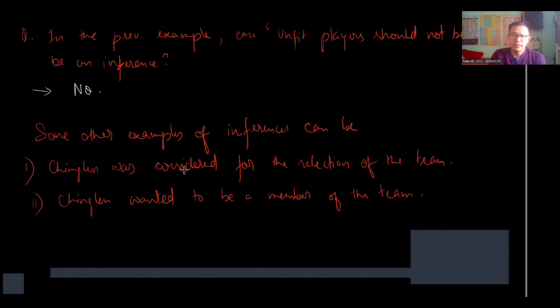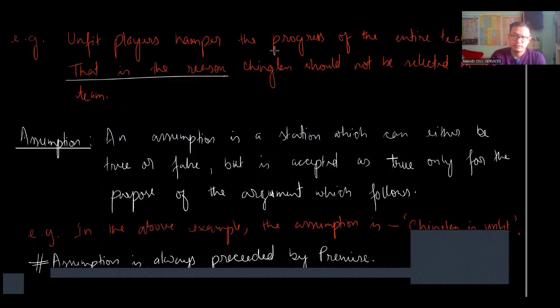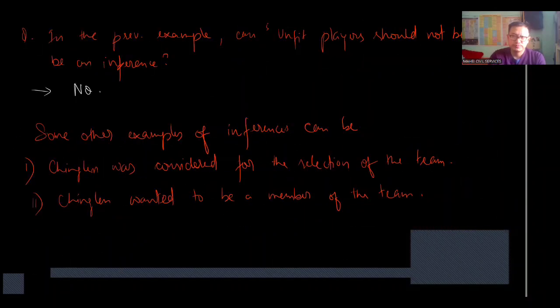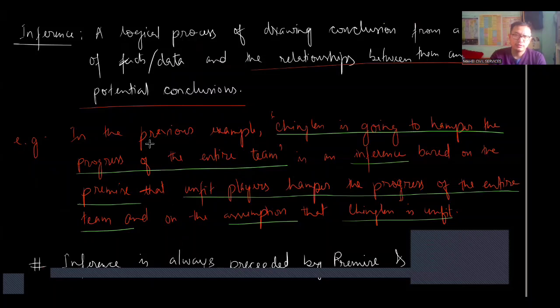So Chinglen was considered for the selection of the team. It's a possible inference, a probable inference, a potential inference. Chinglen wanted to be a member of the team. These two inferences are based on the premise and the assumption. The premise: unfit players hamper the progress of the entire team. Now, what's my assumption? Chinglen is unfit is an assumption. And where is the inference?